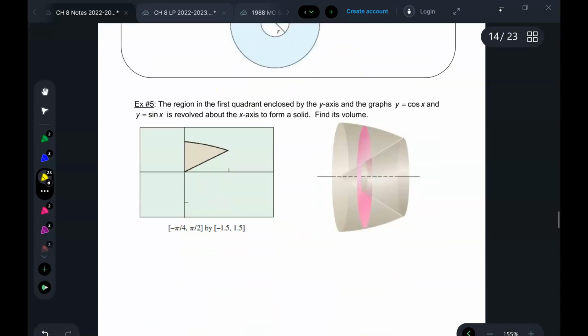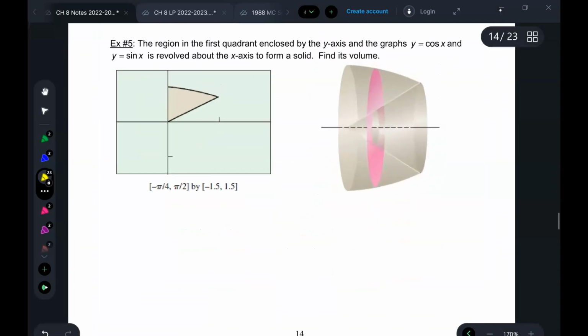When we get to the volume, as long as you can understand the process and what we're actually looking for. So here we have, okay, first quadrant, enclosed by the y-axis and the graphs of y equals cosine and sine. And it's revolved about the x-axis. So here's the base, so to speak. And now here's what it looks like rotated. So you kind of have this open area inside.